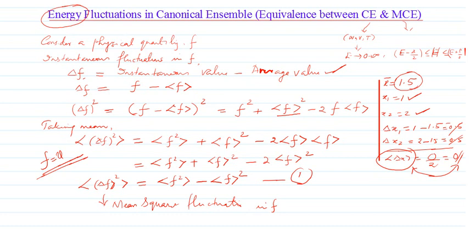The average energy, or mean energy, of a system is considered as the internal energy U, which is equal to the average value of the energy of the system. The average of any quantity E is given by the sum over r of E_r P_r. Hope you remember this relation, we have used it already.